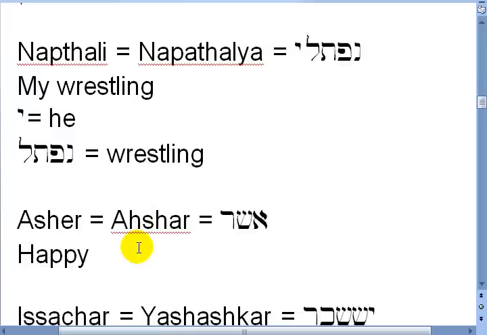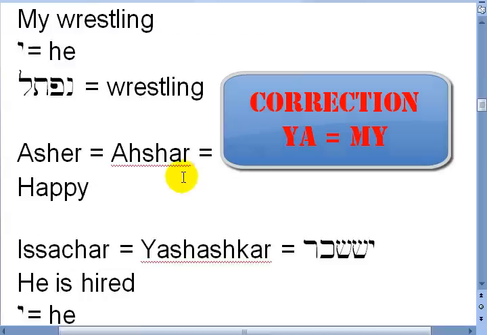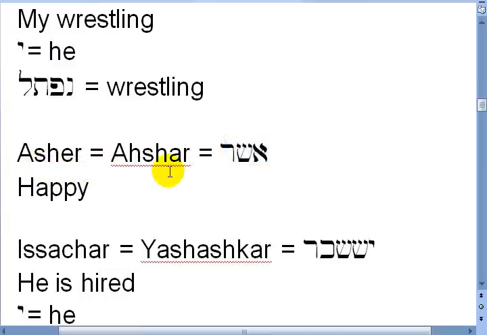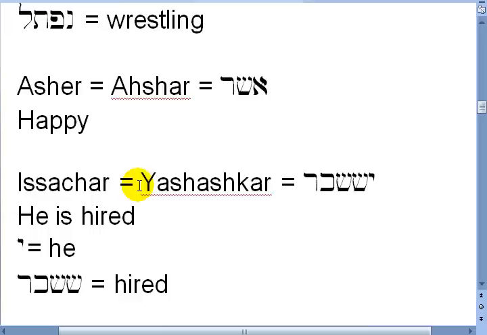Alright, the next one is Naphtali, Naphthalia, which means my wrestling. Yah is he, Napthal is wrestling. Okay, Asher is Ashar, Ashara, which means happy. Alright, so that means happy.